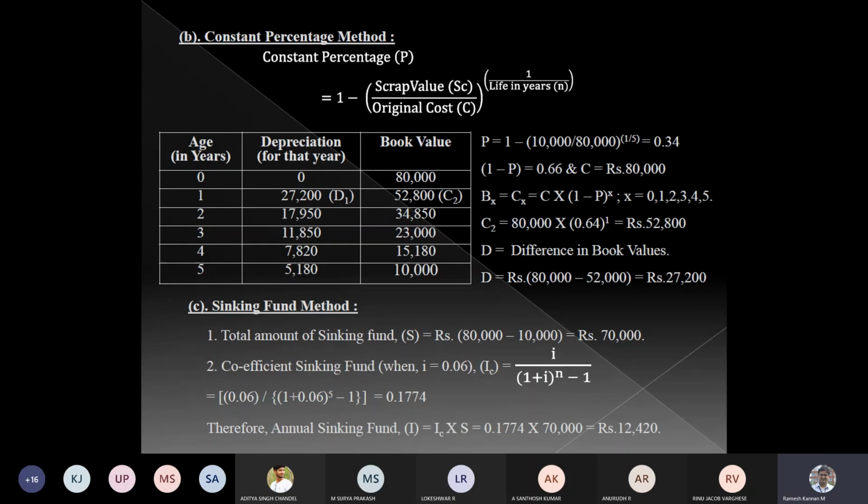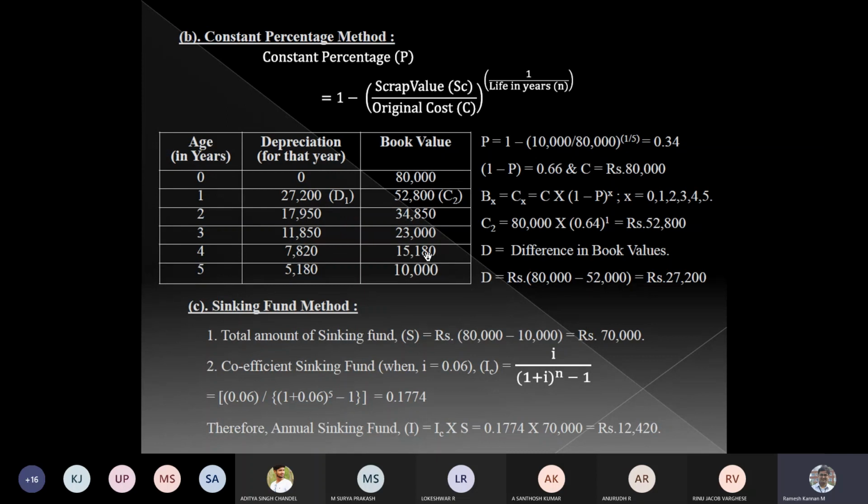Yeah, it's 52,800. So 80,000 minus 52,800 will be the depreciation. You see that depreciation is high at the initial stage and it gradually decreases at the final stage. At the initial stage itself, if you want to sell, you will have to compromise this huge value. But once the machine gets used for a longer period of time, the depreciation is pretty less.